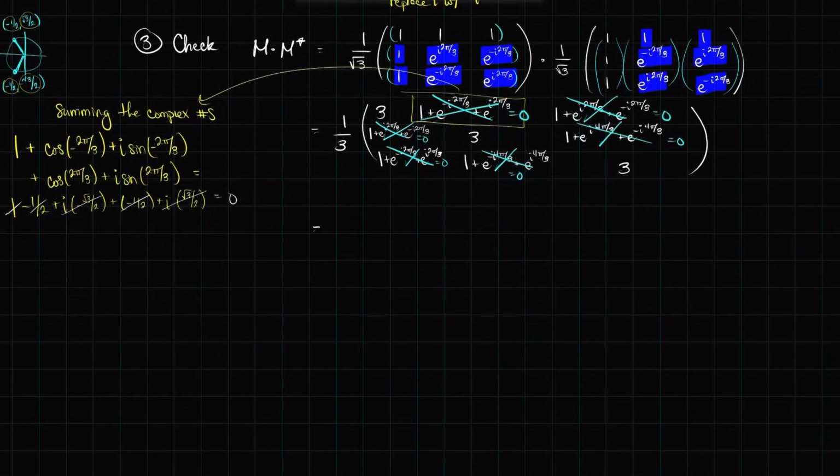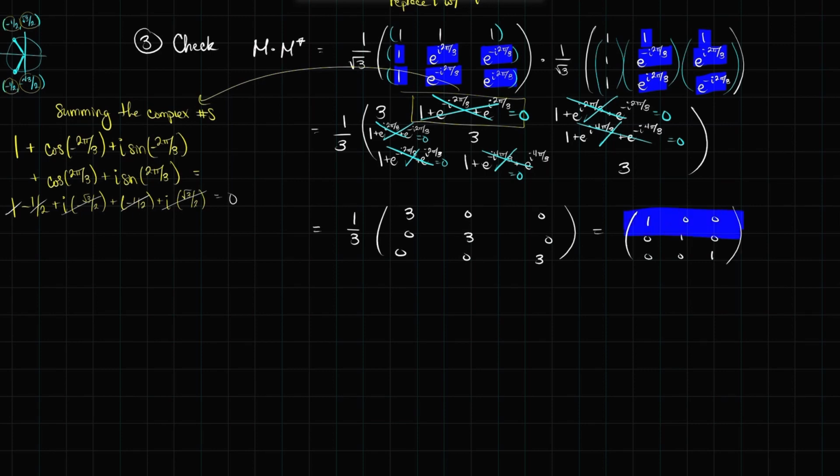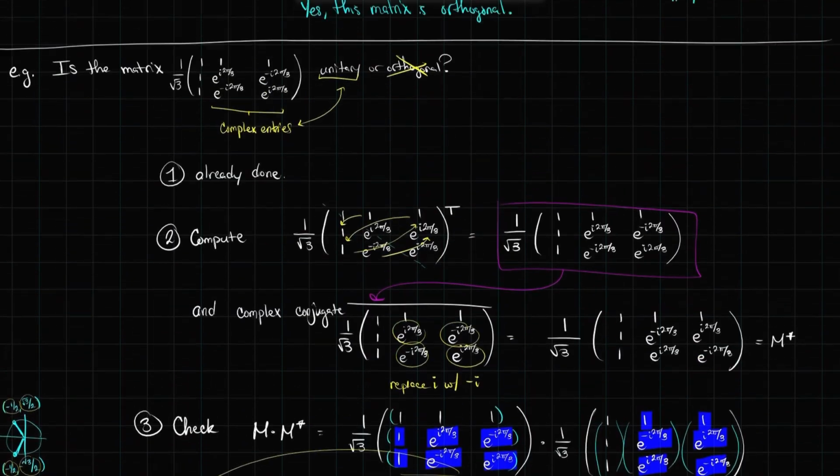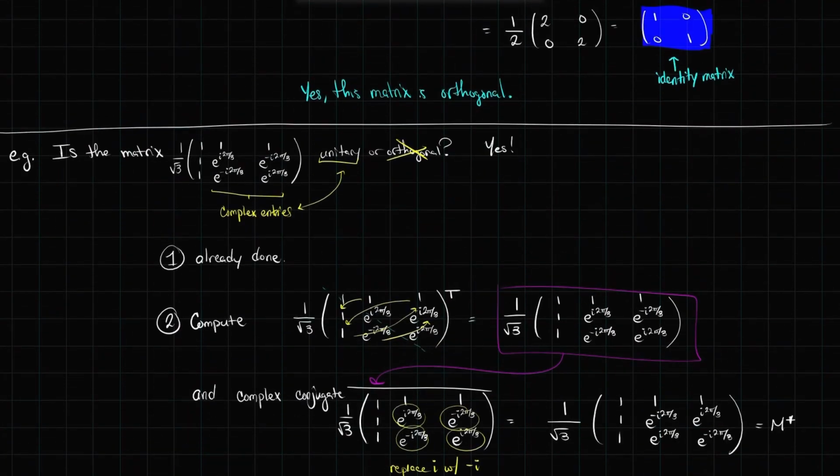This is going to give me 1/3 times the matrix 3, 0, 0, 0, 3, 0, 0, 0, 3. If I pull the 1/3 all the way through, I get 1, 0, 0, 0, 1, 0, 0, 0, 1. And so we see we have exactly the identity matrix, even though it was a heck of a time to get there. Once we have the identity matrix, we can verify that our original M was unitary. So if I go up to the very top, is the matrix unitary? Yes.